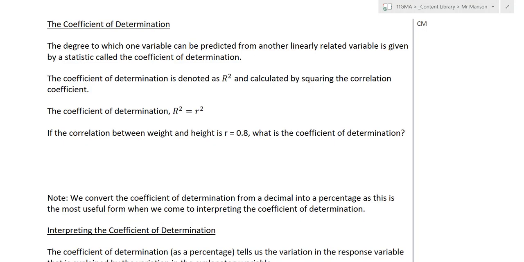So the coefficient of determination sounds tricky. We've done the correlation coefficient, but it's not that bad. We've got a fair bit to go through, but you're going to see it's actually pretty easy.